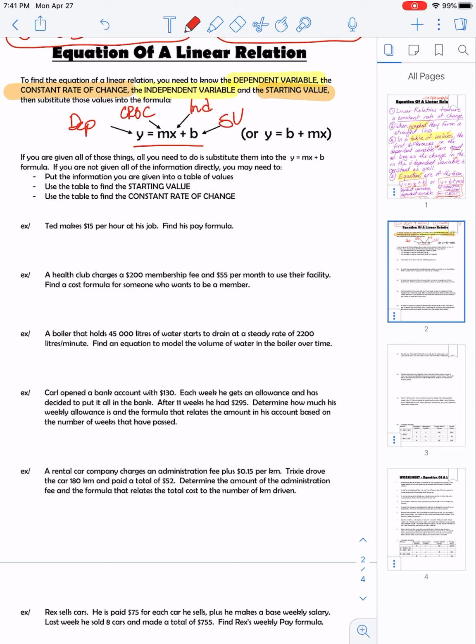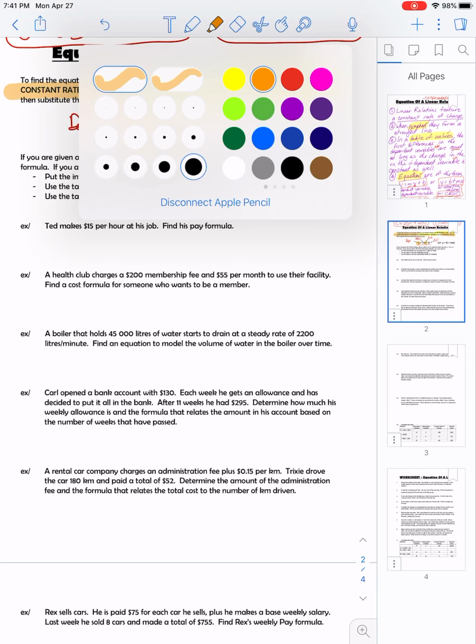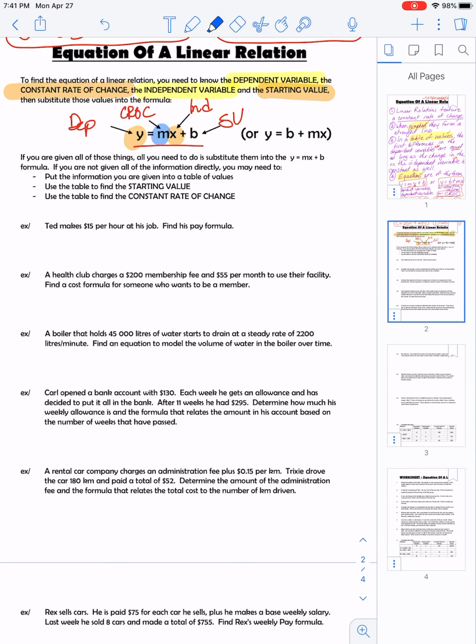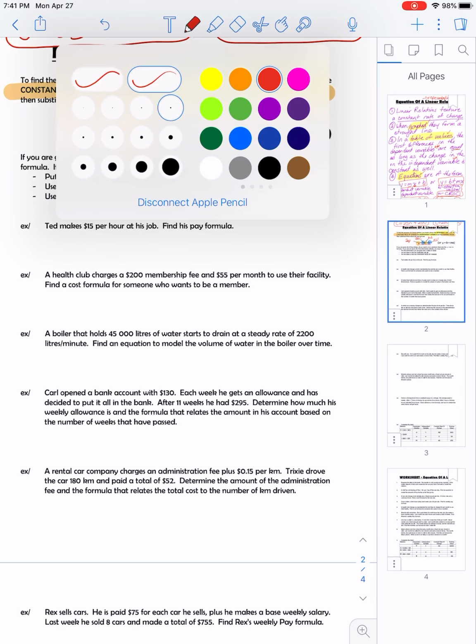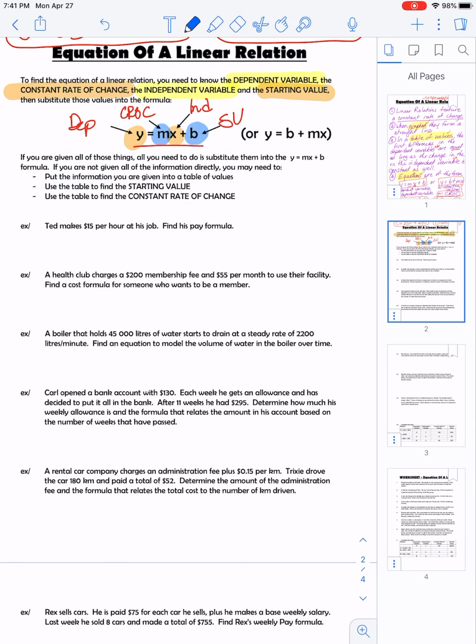So technically here, Y and X are the two variables that are under consideration. And then we have M and B, and those aren't really variables. Those are what we call parameters. I'm going to write that down in a different color. So those are parameters. So those are the things that are special to the situation that you're looking at.